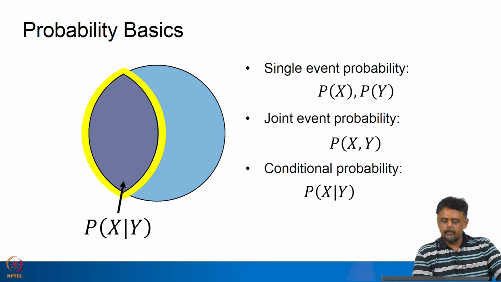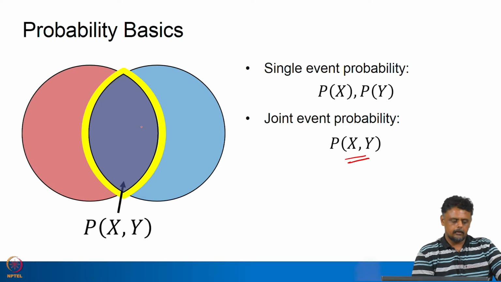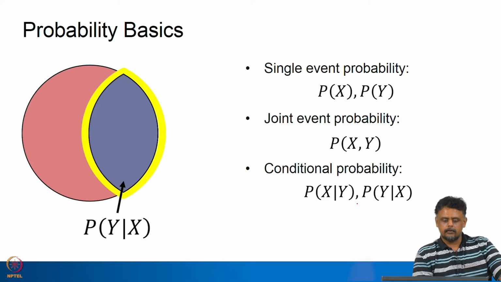The conditional probability p of x given y is basically this region here. It is the parts of x that are also in y. That denotes the conditional probability p of x given y: what is the probability that event x occurs given that y has occurred? Similarly, we can define the conditional probability p of y given x.